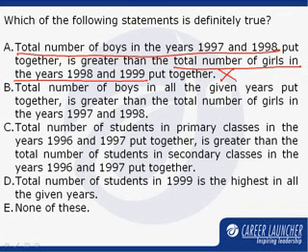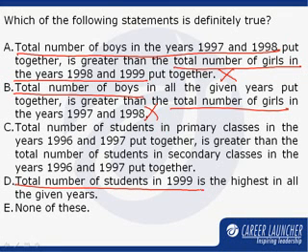For similar reasons, if I look at option B, it also talks about total number of boys, total number of girls. This is also something I cannot compare, hence this cannot be a possible solution. Similarly, if you look at D, it again talks about total number of students in 99 is highest. Again, I cannot compare this. Now, the only two options which remain are C and E.